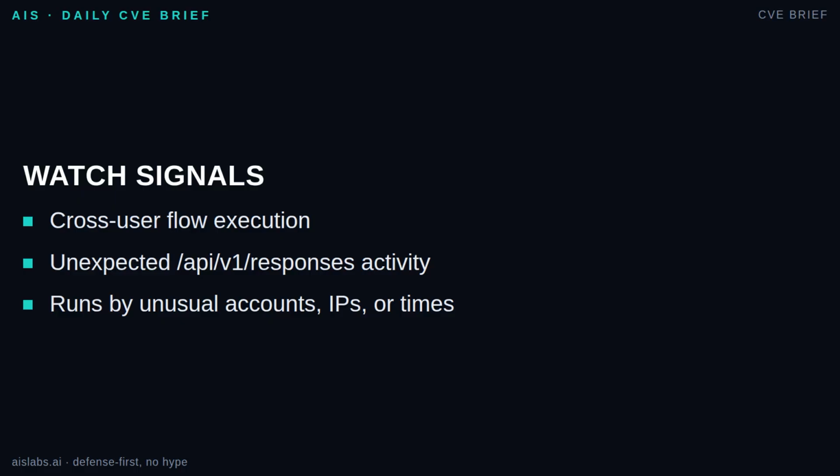Also look for timing anomalies, such as workflow execution outside normal business hours, and source anomalies, such as new IP addresses or unexpected network locations for a known user. After patching, monitor for denied authorization attempts or errors around the same endpoint. Those can indicate either testing, broken integrations, or continued probing.